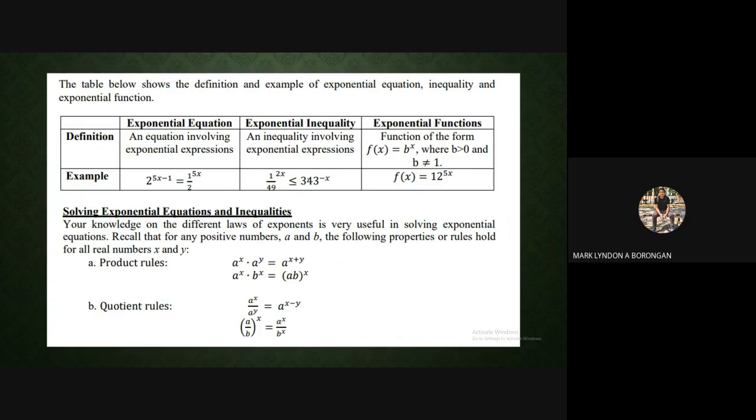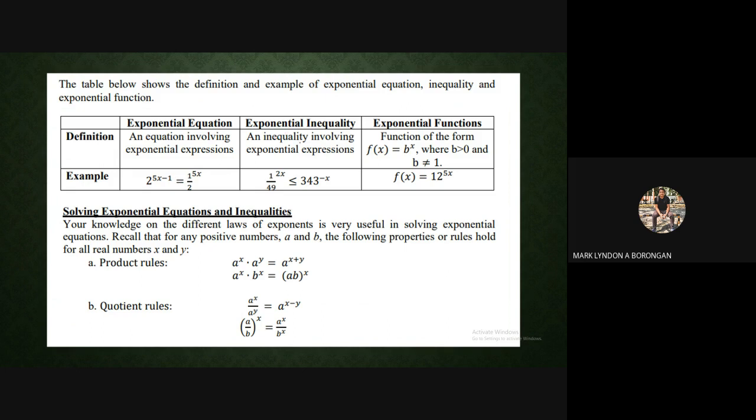The table below shows the definition and example of an exponential equation, inequality, and exponential function. An exponential equation is an equation involving exponential expressions. As you can see there, they are equated together. That's why it is called an equation.